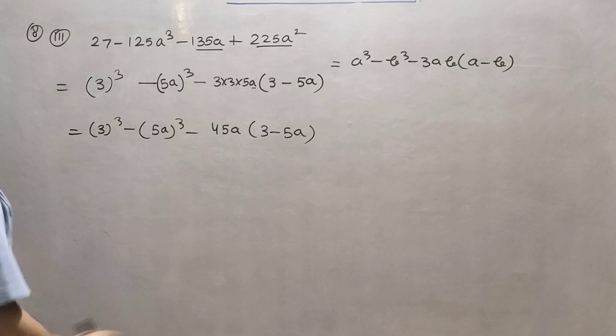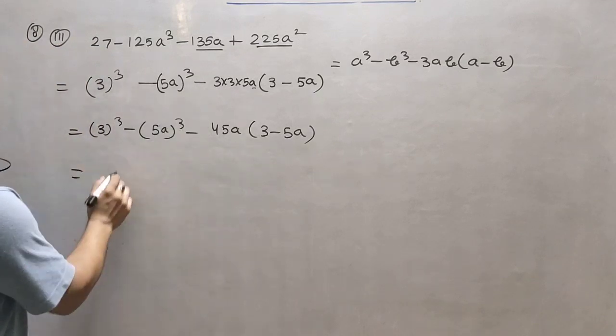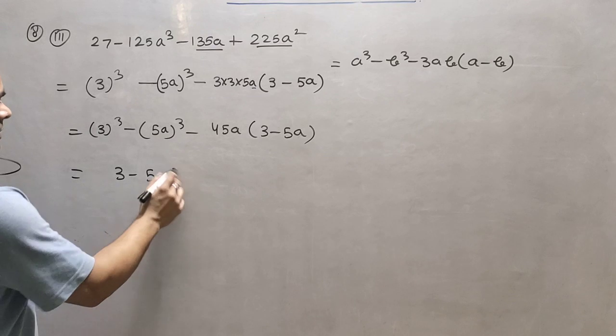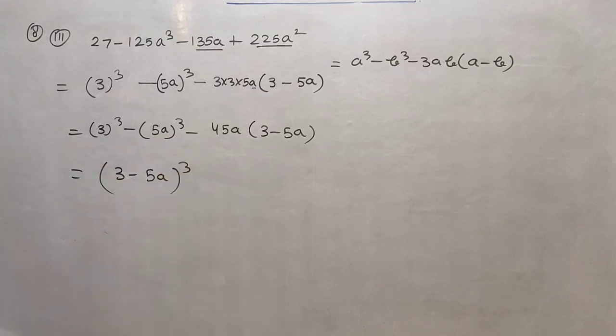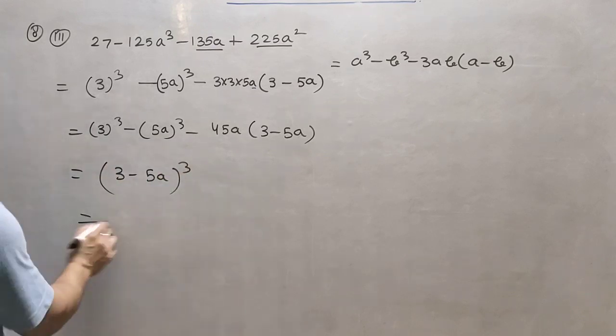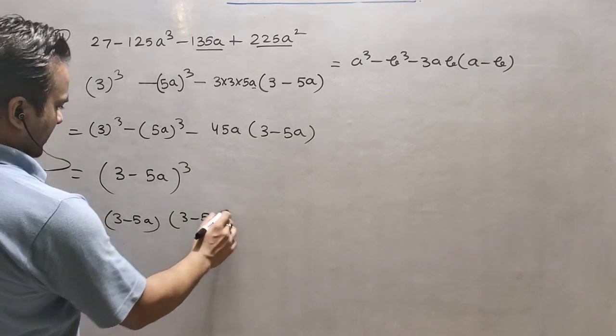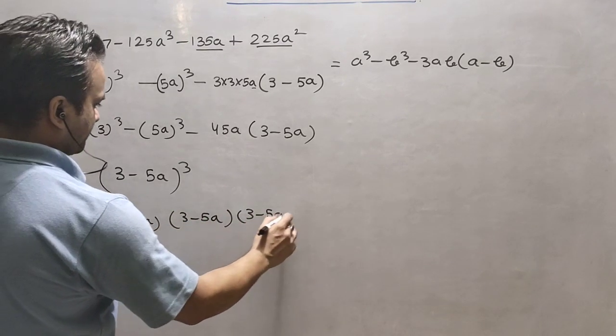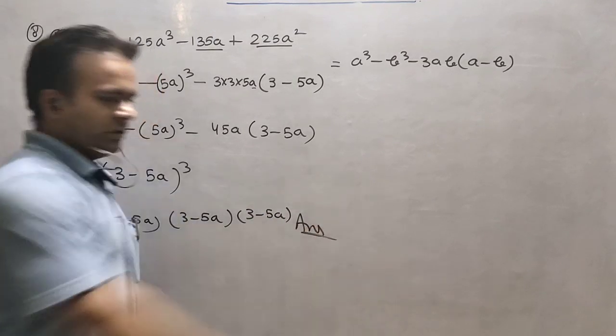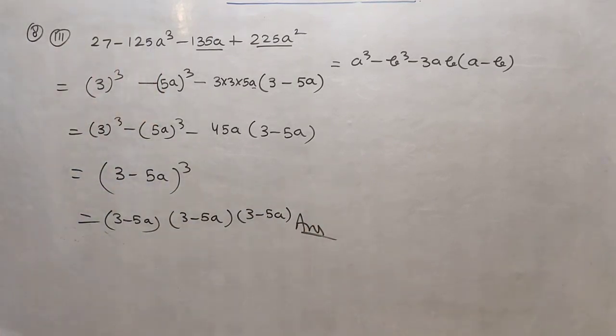Okay. Now we can connect with the identity part, right? So I think definitely it will be this one, a minus b whole cube. And what is the factorized form? 3 minus 5a, 3 minus 5a and 3 minus 5a. I hope this particular sum is clear.